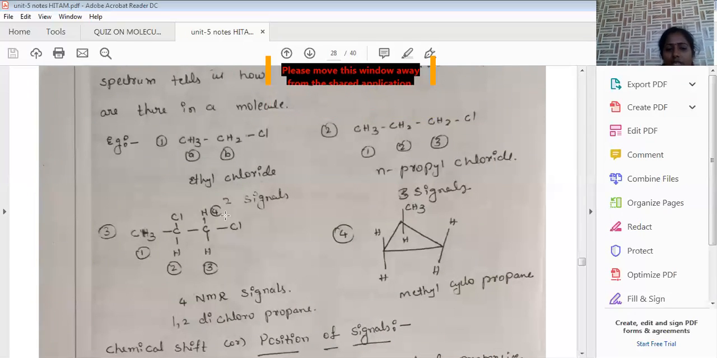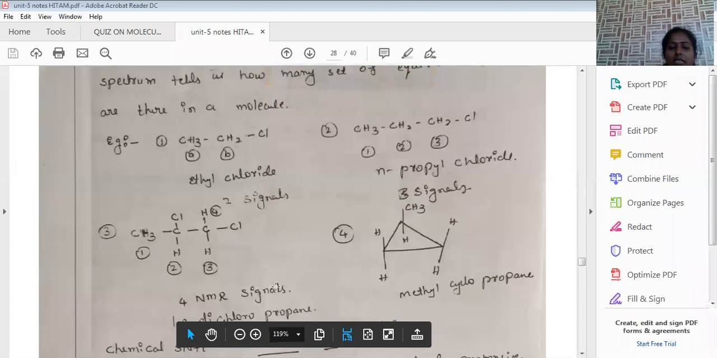One hydrogen is surrounded by 2 chloro groups. The second hydrogen is surrounded by a hydrogen on one side and a chloro functional group on the other side. So this is another molecule where we will get 4 NMR signals.